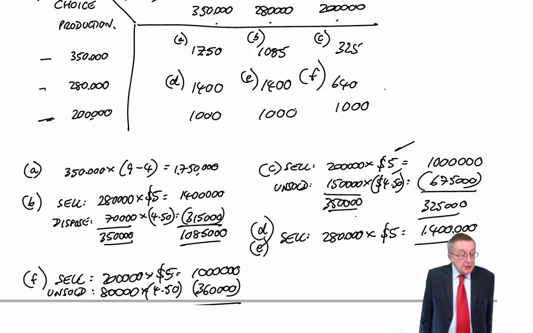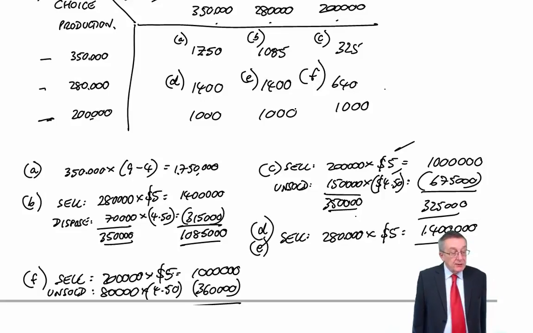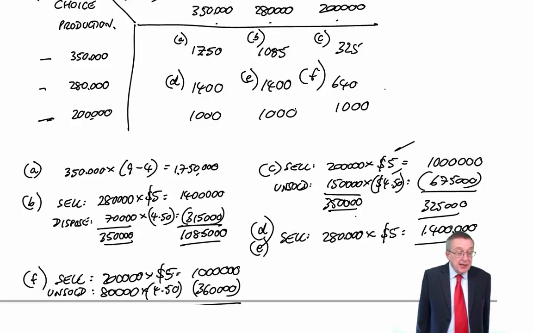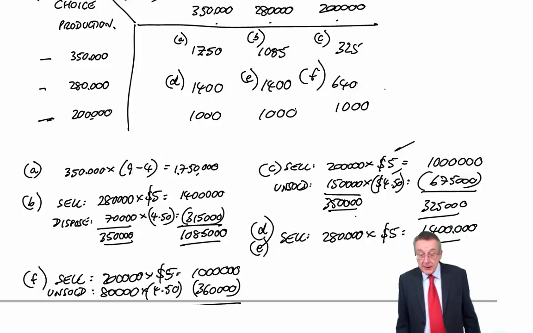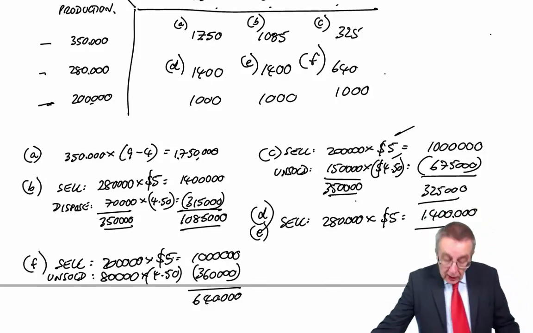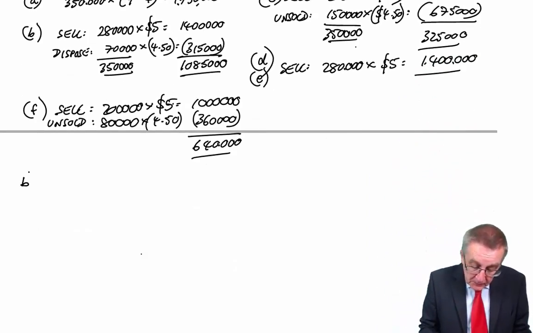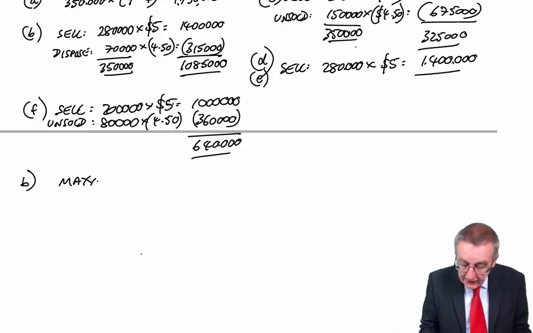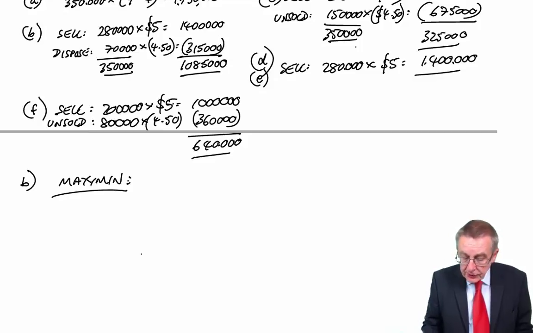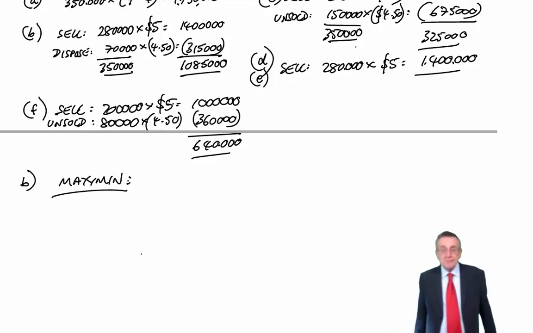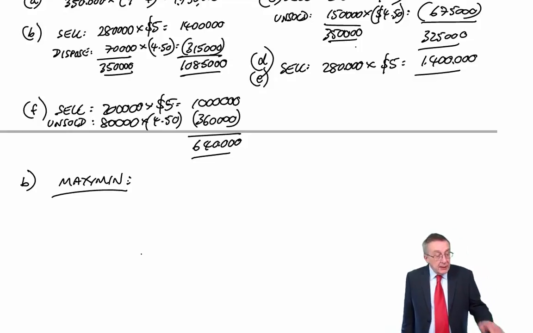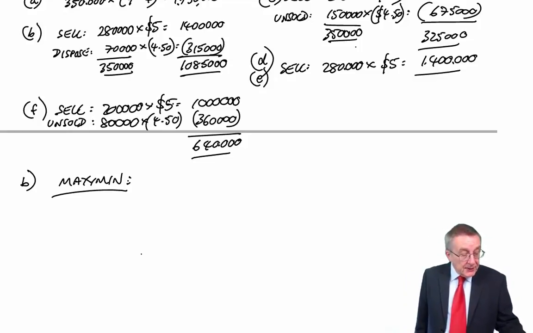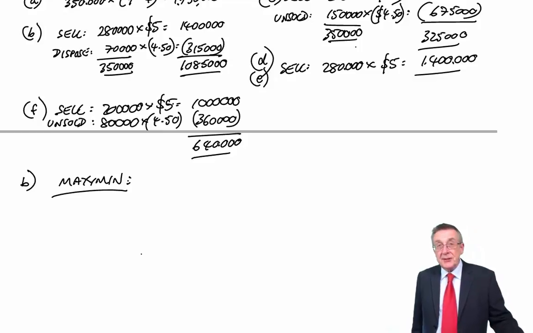Finally, though, part B. Determine the level of cement production the company should choose based on the decision rule of maximin. Show your calculations clearly and justify your decision. All right, part B. Maximin. Now, as I made clear in the lecture, obviously learn the rule, but when it comes to it, it doesn't only want to know the answer, it says justify your decision.